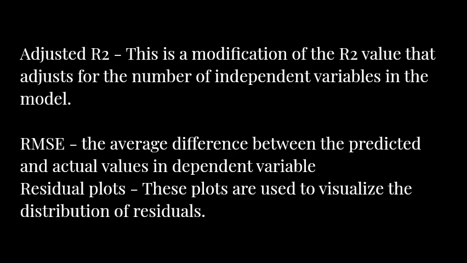Adjusted R-squared. This is a modification of the R-squared value that adjusts for the number of independent variables in the model, penalizing the inclusion of unnecessary variables. Root mean squared error, RMSE. This is the square root of the mean squared error and represents the average difference between the predicted and actual values in the original units of the dependent variable.